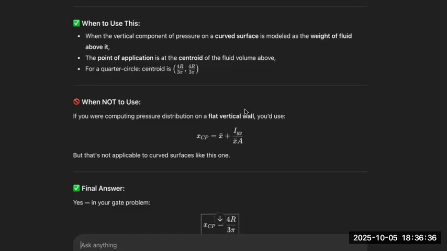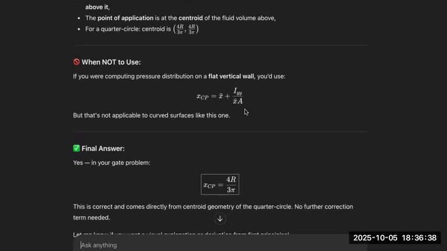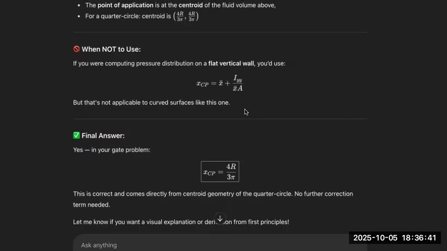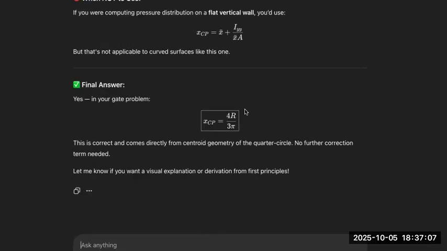When not to use this is if you were computing pressure distribution on a flat vertical wall, you'd use XCP equals X bar plus IYY over X bar times A. But that's not applicable to curved surfaces like this one, unless, I guess, in the case of our vertical projection, it was applicable. So the final answer is XCP equals 4R over 3 pi. And I'll show you another way to get that from the YCP we found.